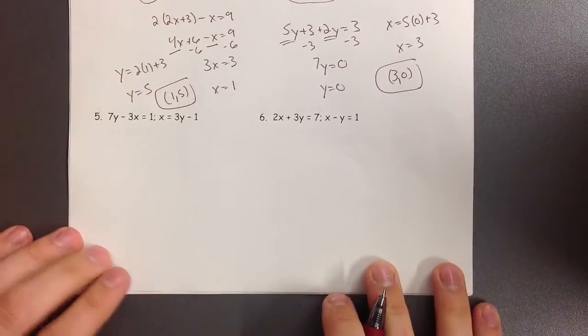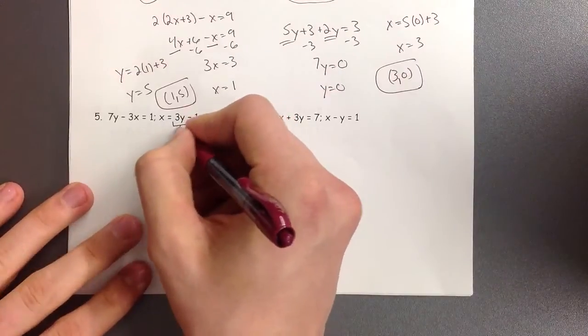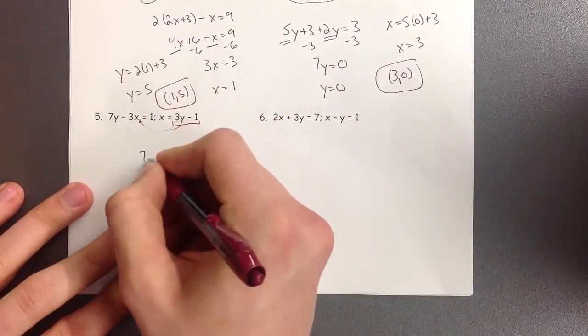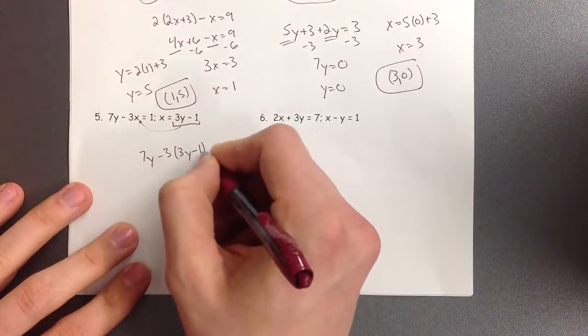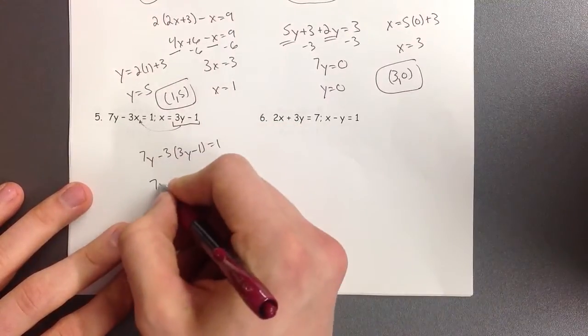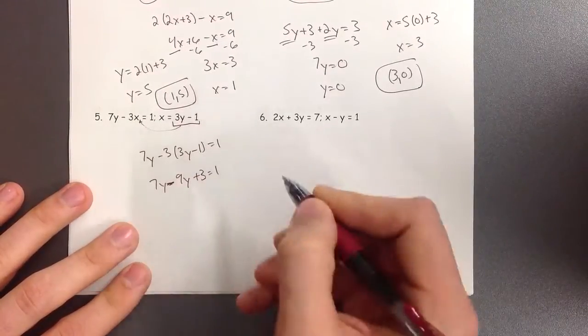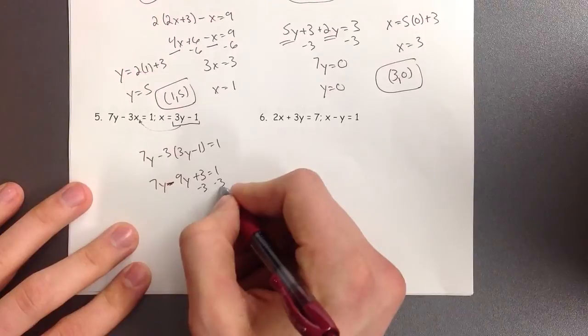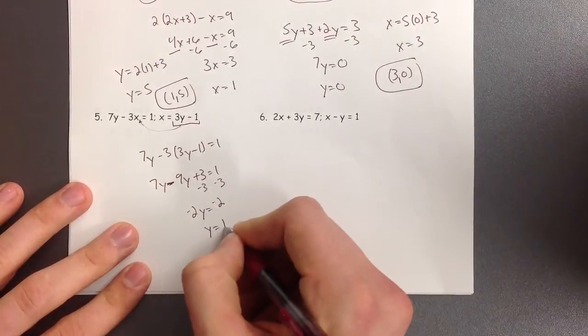On number 5, sliding it up, I've got x is equal to this much. Drop it in. 7y minus 3, 3y minus 1 is equal to 1. 7y minus 9y plus 3 is equal to 1. Pull that 3 from both sides. Get negative 2y is equal to negative 2. Y is equal to positive 1.